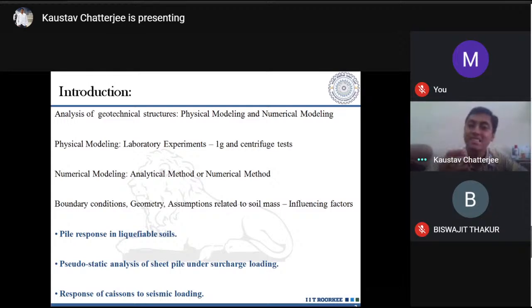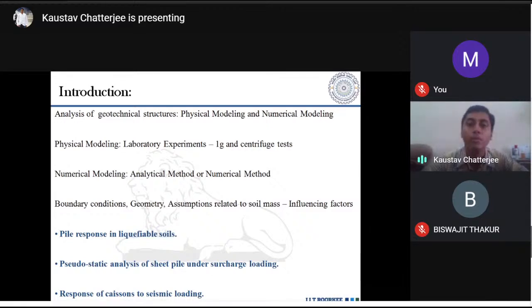Physical modeling, as the term suggests, that basically involves the laboratory experiments that we are performing in the lab or the field tests.